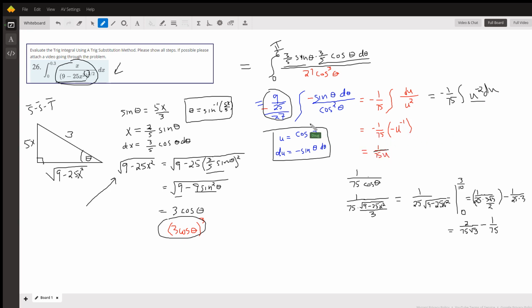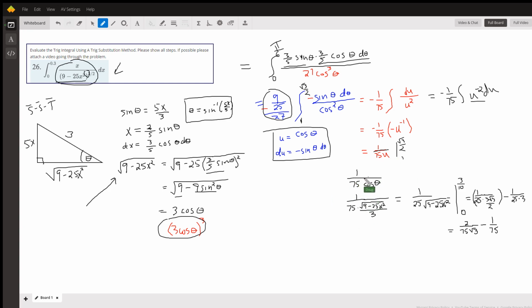And again, if I had replaced these limits, which I think this would have been a 1 and this would have been a radical 3 over 2, we could evaluate this from 1 to radical 3 over 2. I'm not 100% sure about that, but I think that's what it is.